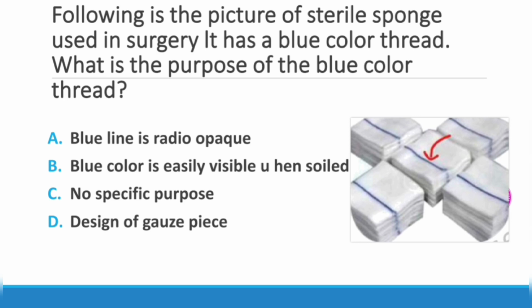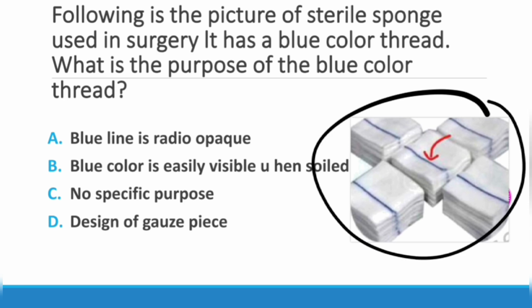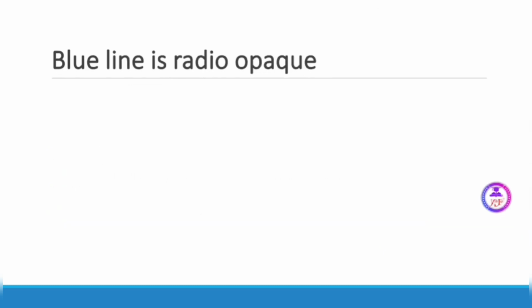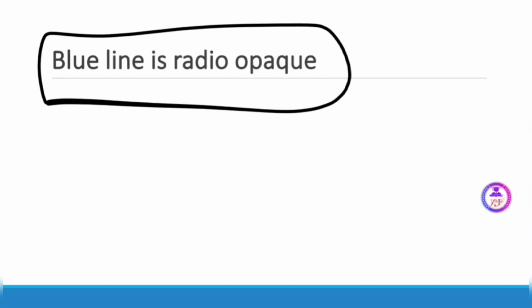Following is the picture of sterile sponge used in the surgery. See, this is the sterile sponge used in the surgery. It has got a blue lining on the thread. What is the purpose of this blue lining? What is the purpose of this blue thread? This blue thread, option A, is a radio opaque lining. Blue color is visible when it is used during surgery. No specific purpose is there, or it is a design of the gauze. See here, the answer is the blue line is a radio opaque lining.